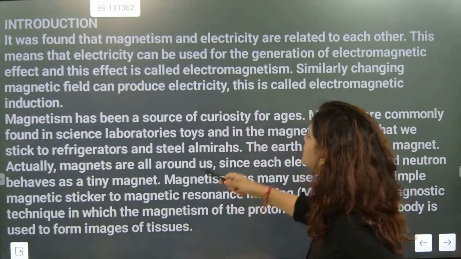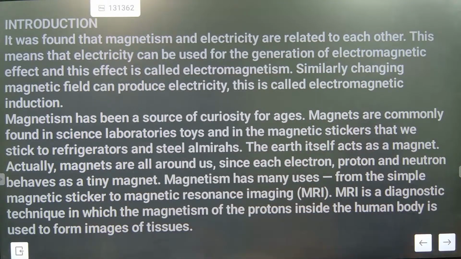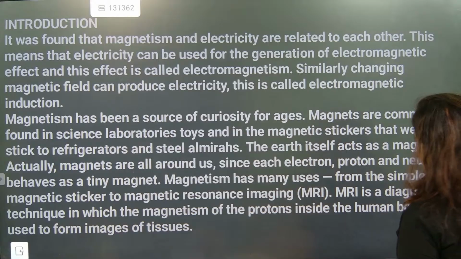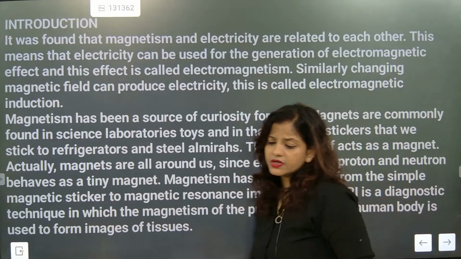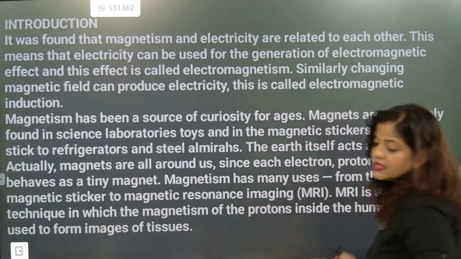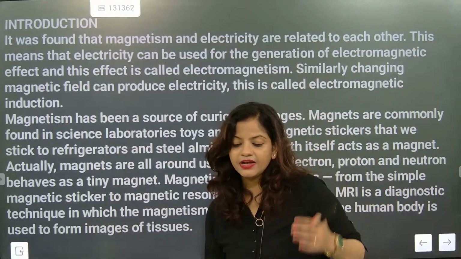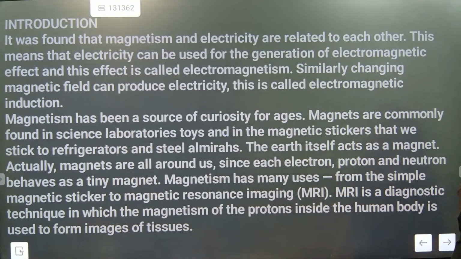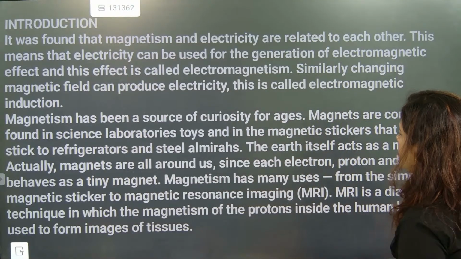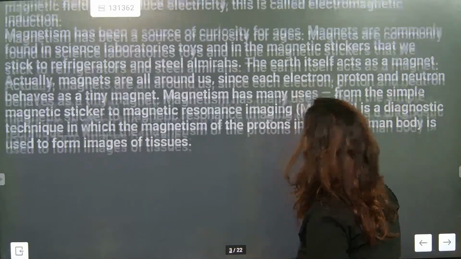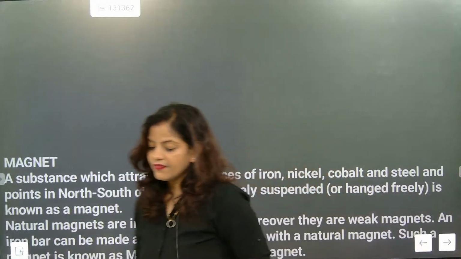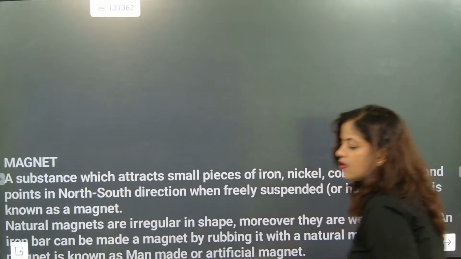Now look here, magnetism has been a source of curiosity for ages. Magnets are commonly found in science laboratories, toys and in the magnetic stickers that we stick to the refrigerator or steel almirah. The earth itself acts as a magnet. Magnetism has many uses, from the simple magnetic sticker to magnetic resonance imaging, that is MRI. The MRI machine itself has a strong magnetic field.